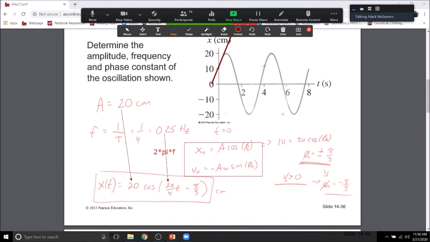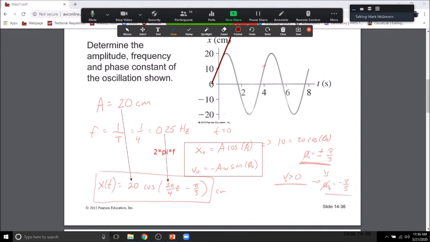If you plug, for example, positive pi over 3 into your sine function, you get out a positive value, which when you combine with the negative in the front here would give you a negative speed. So that's wrong. If I put in a negative pi over 3, then what comes out of the sine function will be a negative value, which will multiply with the negative that already exists in the front, and you will end up with a positive speed.